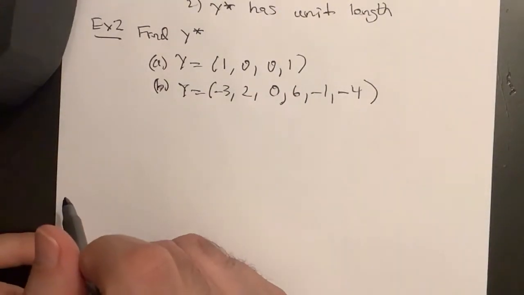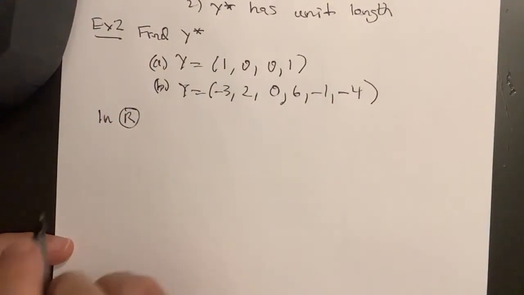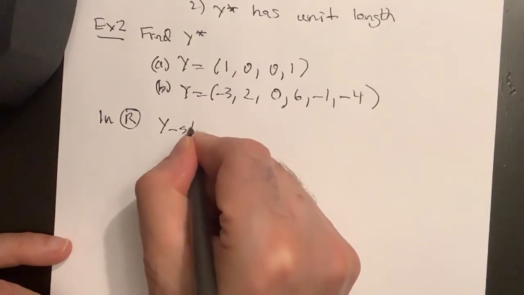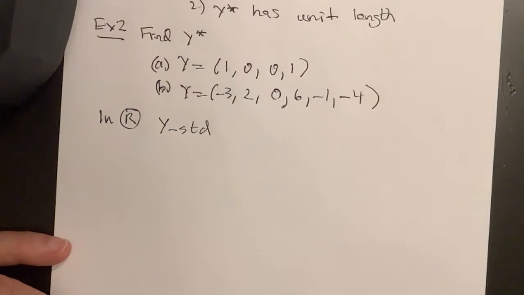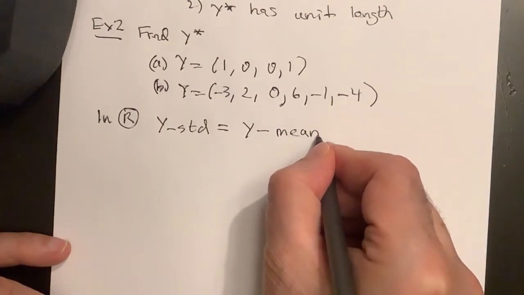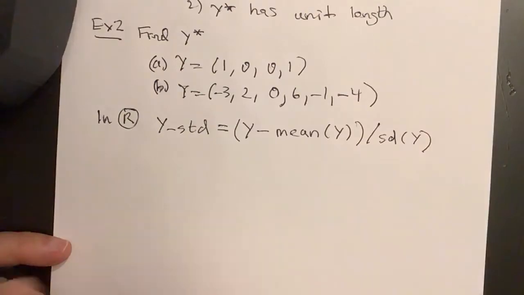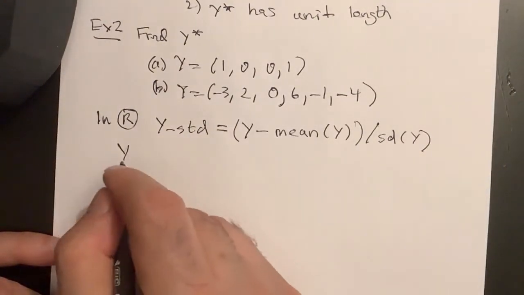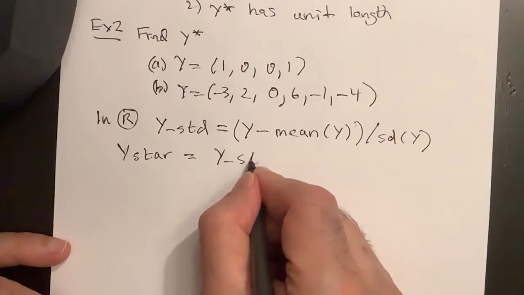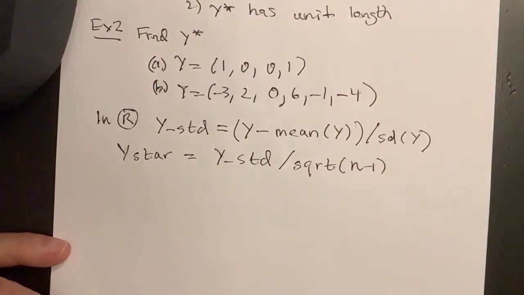So how would we do this transformation in R? We could call it y standard or something. If I don't want to do the divide by the square root of n minus 1 first, I could say this is equal to y minus mean y, and you divide this by sdy. That's all you have to do. And then if you want y star, you just divide y standard by the square root of n minus 1, whatever n is in your data set.